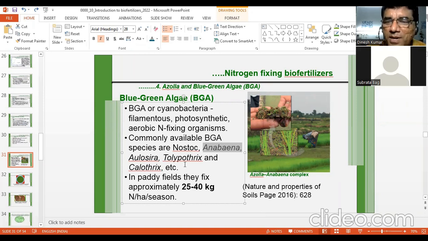Symbiotic is for Anabaena azollae. In paddy fields, they fix about 25 to 40. So this is actually joint fixation. Joint fixation means joint effort, because it is fixing, but it is being held by Azolla. So in paddy fields, they fix about 25 to 40 kg nitrogen per hectare per season, and this is coming from the atmosphere.